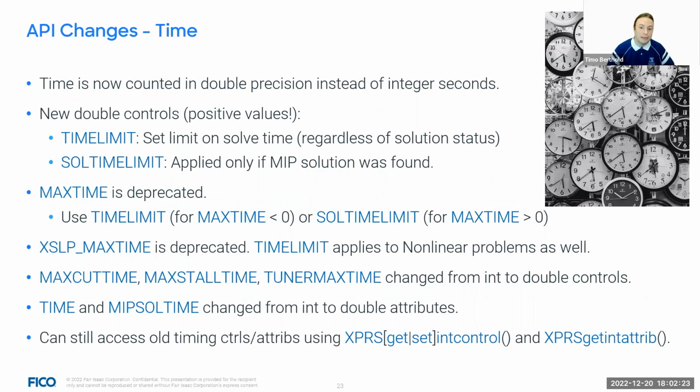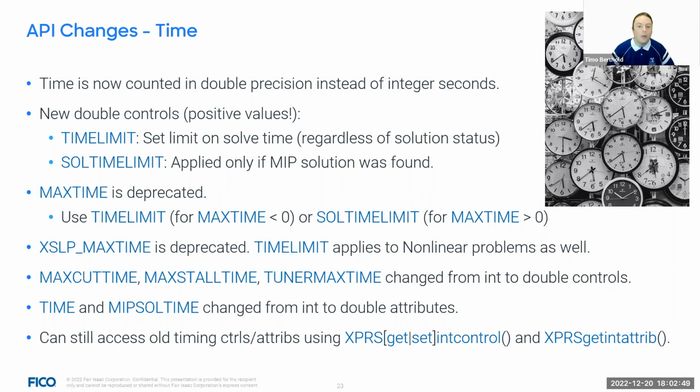Speaking about long requested features, boy, it has been about time to do something about our timing. Firstly, all timing-related attributes and controls now use double precision and not full integer seconds anymore. Like you can set a time limit of 1.5 seconds and tell whether for one instance the first solution has been found after 0.1 and for the other after 0.75 seconds.